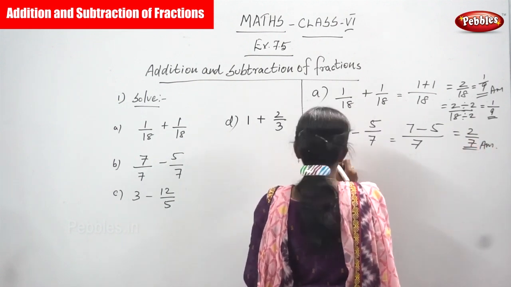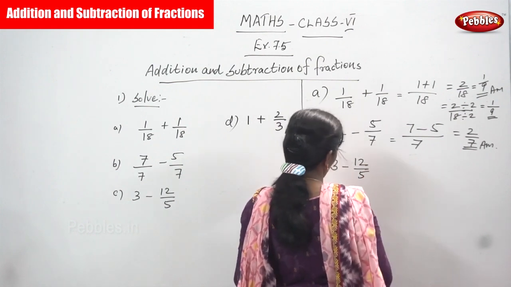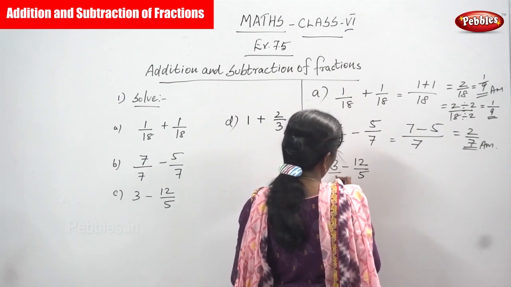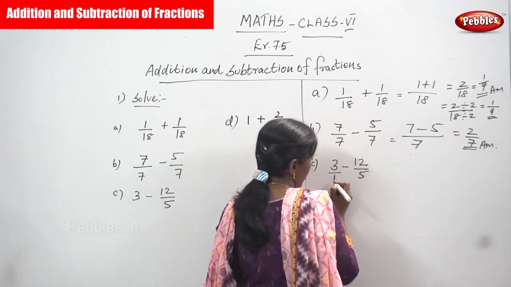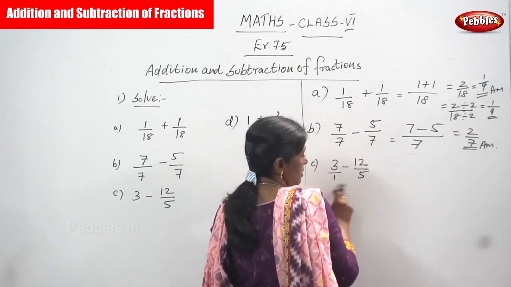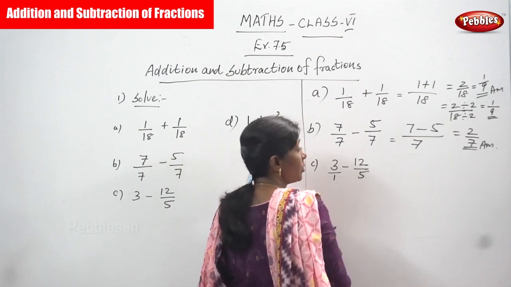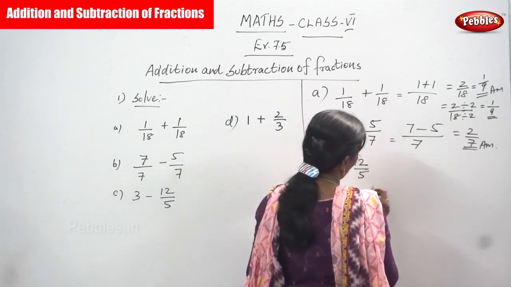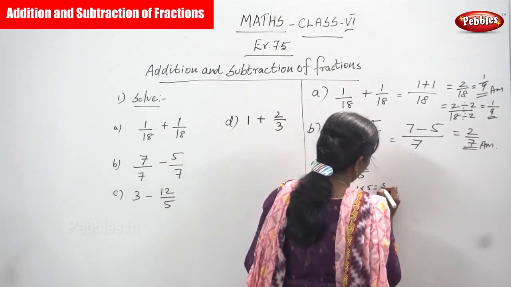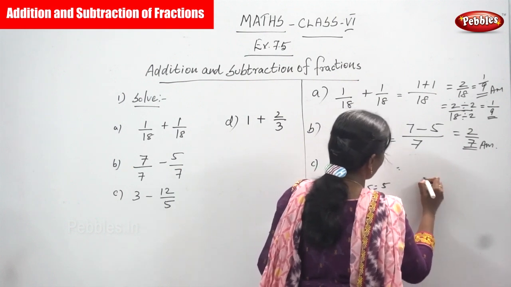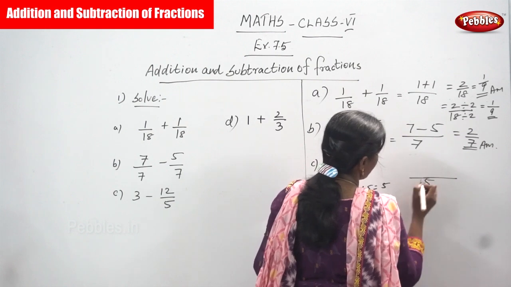And the C question: 3 minus 12 by 5. So what is this? 3. There is no number in the denominator, so you have to consider it as 1. Now look at the denominators. The denominators are different, so you have to take the LCM. So 1 into 5, you get 5. So 5 is the LCM.